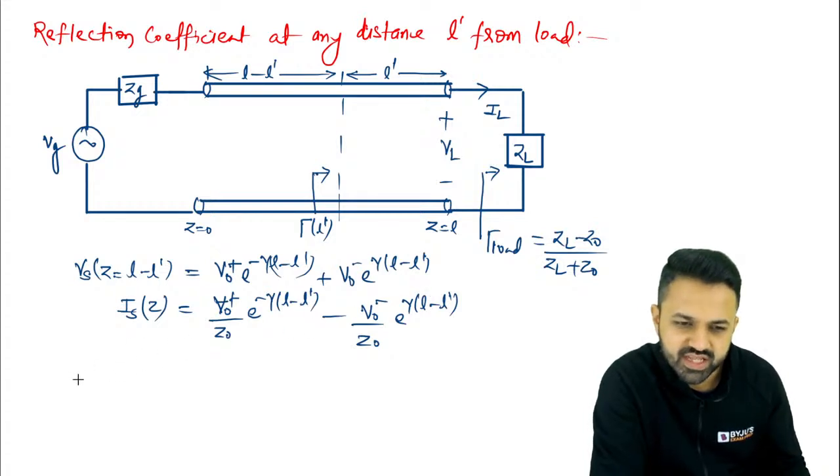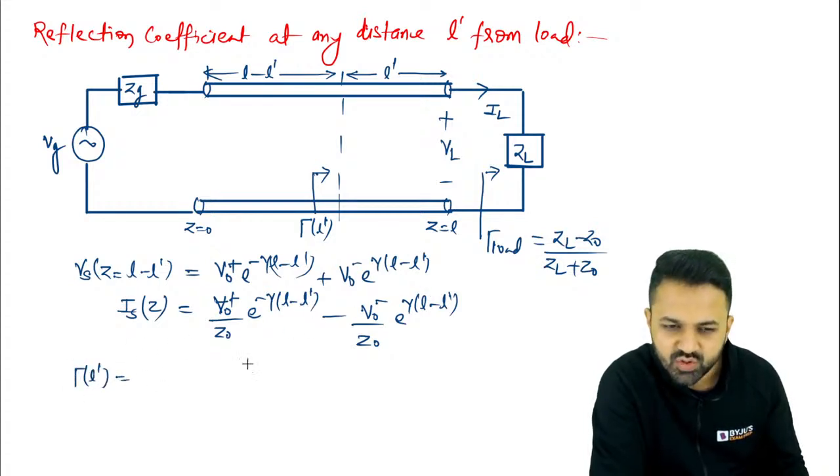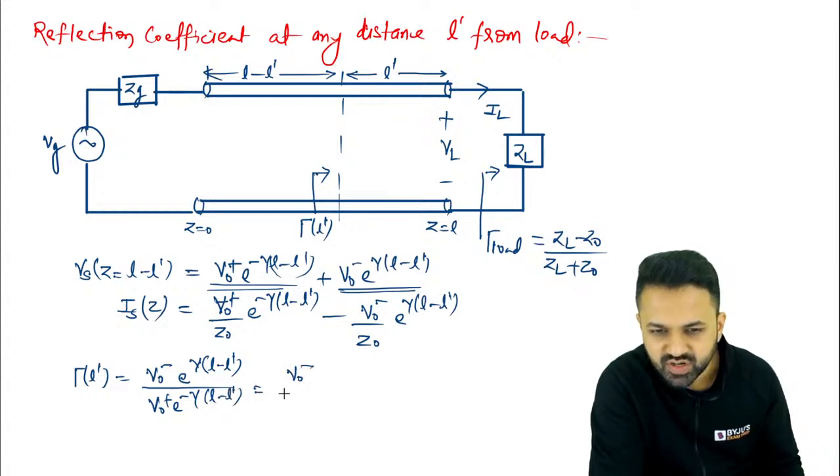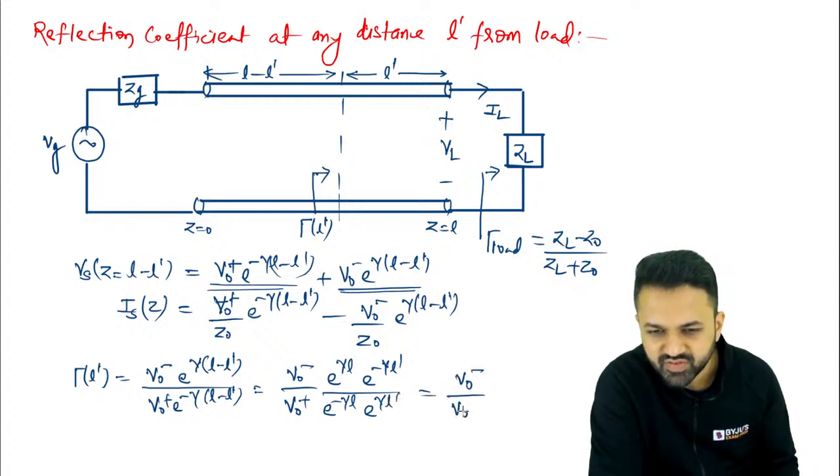Now when you take the reflection coefficient at any distance L dash, you again calculate the reflected voltage divided by the incident voltage. So this is V naught minus e to the power gamma (L minus L dash) divided by V naught plus e to the power minus gamma (L minus L dash). So this is V naught minus divided by V naught plus, e to the power gamma L and e to the power minus gamma L dash, divided by e to the power minus gamma L and e to the power plus gamma L dash. So now this is V naught minus divided by V naught plus, e to the power 2 gamma L and e to the power minus 2 gamma L dash.